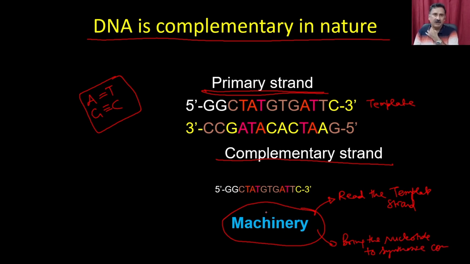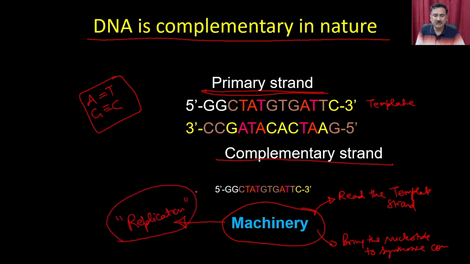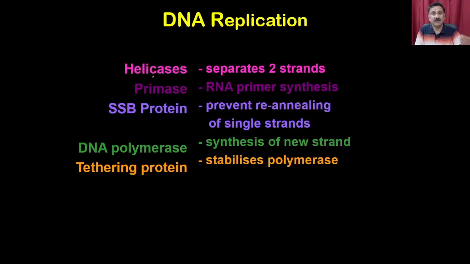And this machinery is readily available in the biological system. You remember that when the DNA is replicated, this particular machinery is utilized for replication. So taking inspiration from the biological system, people have also discovered machinery which can be used under in vitro conditions. The biological machinery has different components. You have the helicases, the primase, the SSB proteins, the DNA polymerase, and then the T3 proteins. And all of these proteins which are part of the machinery have designated specific roles.